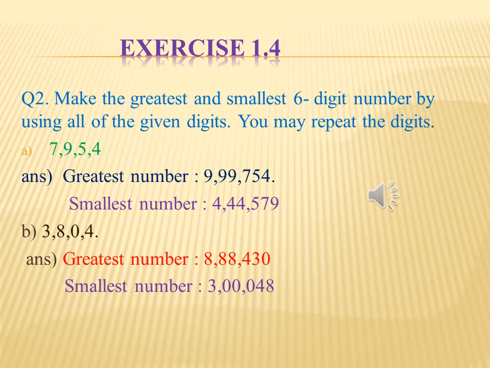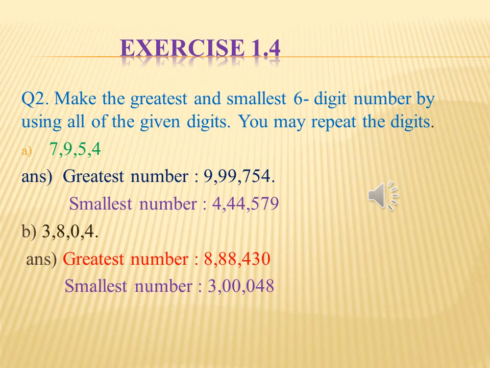Now let us see how to write the smallest number. To write the smallest number, we'll repeat the smallest digit. The smallest digit here is 4. So we write the number as 444,579. Separating the periods using commas, we read the number as 4,44,579. Hope you all have understood this.